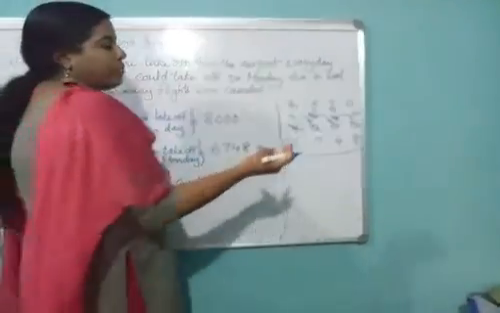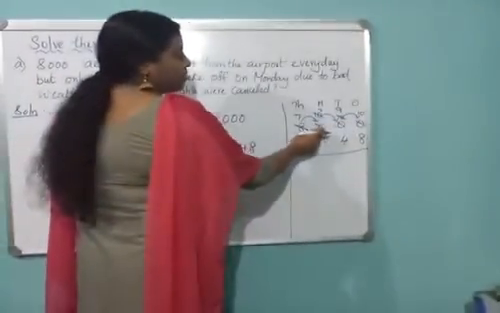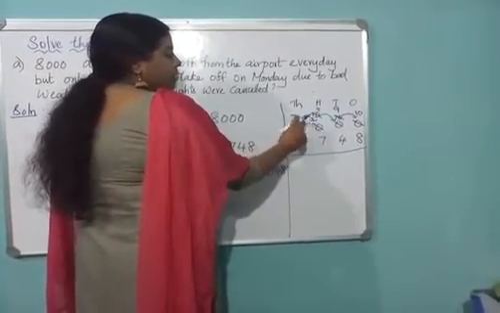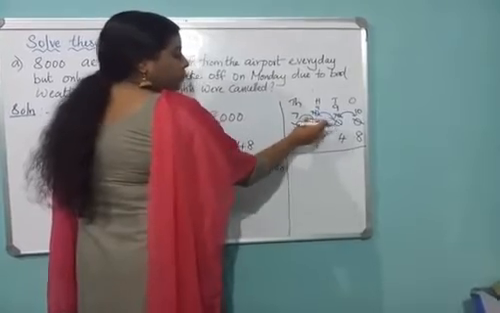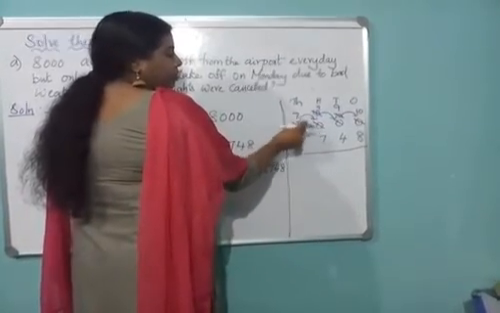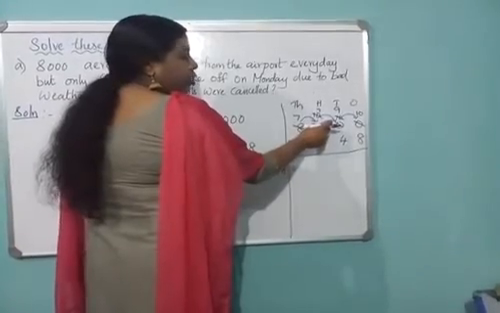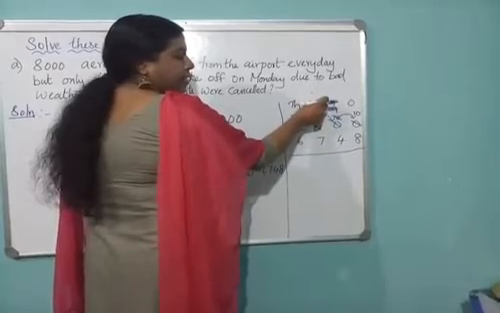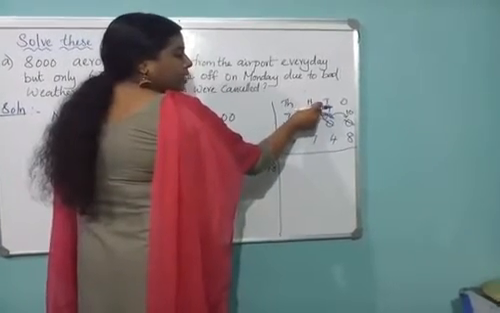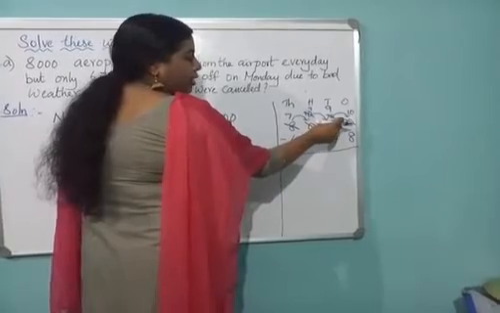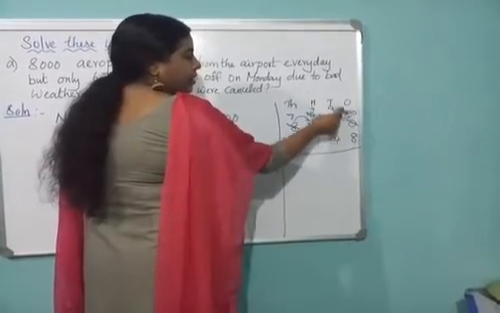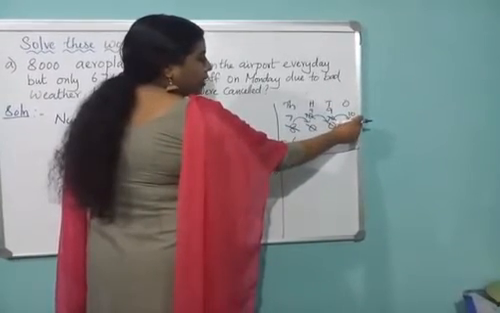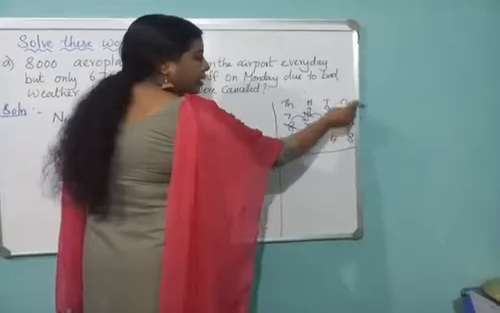So I'll repeat one more time. When we borrow, all these places have the digit 0, so we borrow from the thousands place. One group of 1,000 moves to the hundreds place, so this 8 changes to 7. Here we got 10 hundreds. From this 1 gone, we will have only 900. Now here we have 10 tens. From this 1 gone, we have only 9. Now here we have 10 ones.